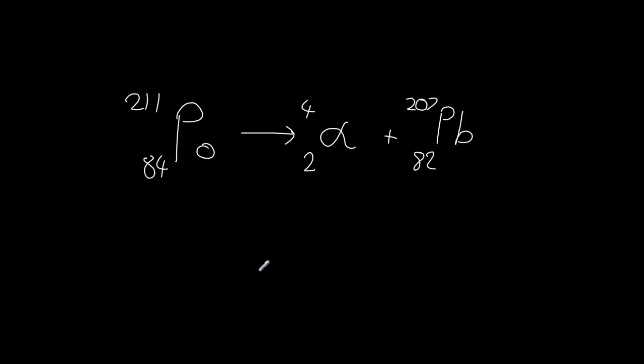Now, this is quite a simple reaction to do, because if we look at the proton numbers, beforehand we had 84, and after the reaction we have 84, and the same with the nucleon number. To begin with we had 211, and afterwards 207 plus 4 is 211.